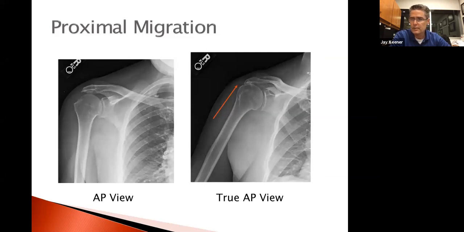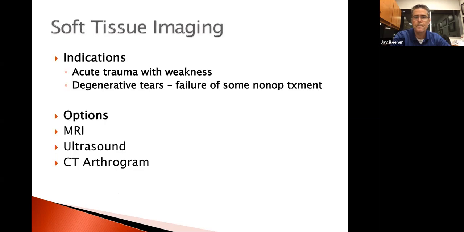These x-rays are from the same patient. This illustrates the difference between an AP view and the weight-bearing true AP view. You see no significant migration on the image on the left, and then as soon as the deltoid fires, if your infraspinatus is out, you lose that acromial humeral interval.